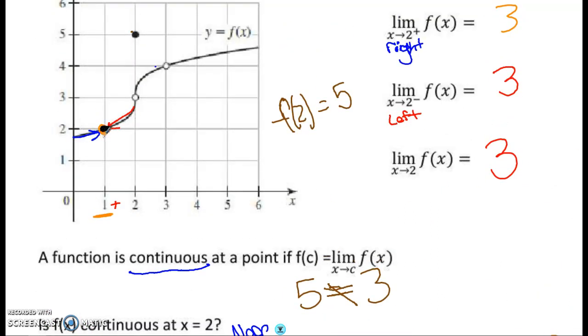Basically, we knew that just by looking at it. By looking at it, you were like, well, there ain't no hole, there ain't no break, so of course it's continuous right there. But this is going to be an important concept, and right now I want to start you off with just real basic fundamental ideas of it, looking at graphs, because it's obvious if you look at a graph.